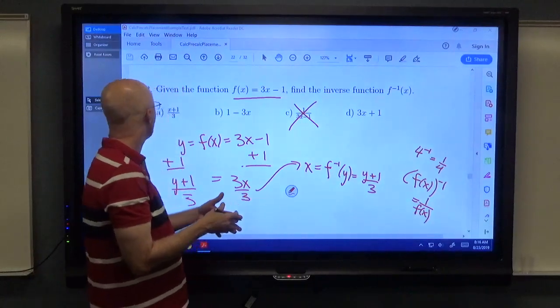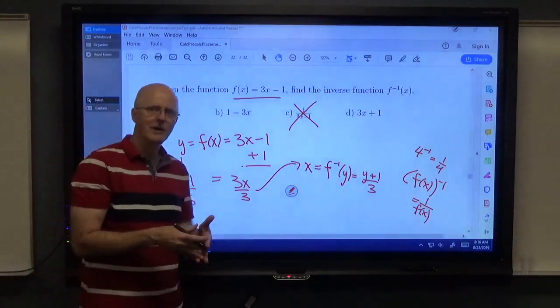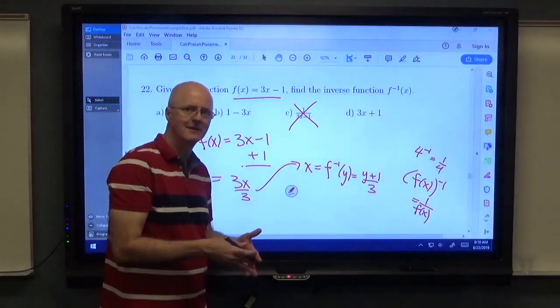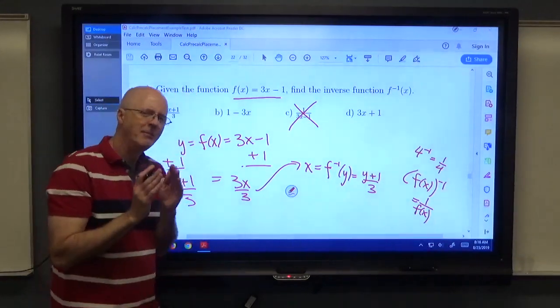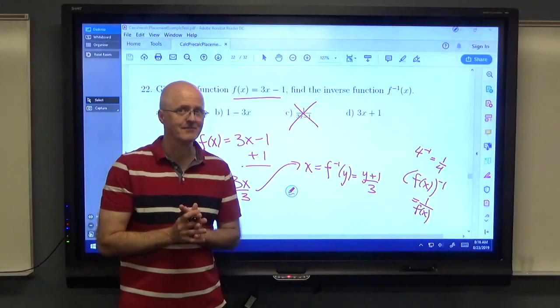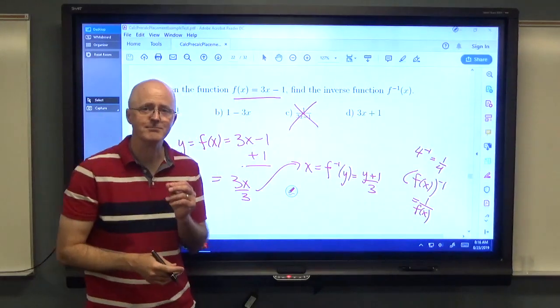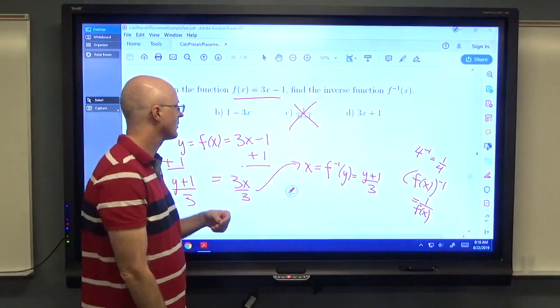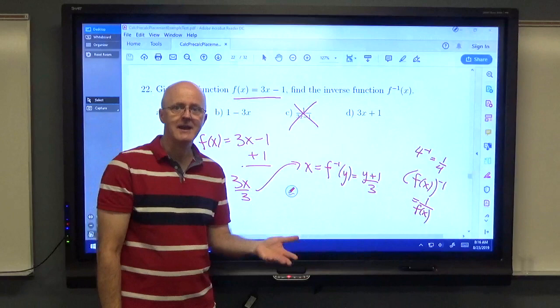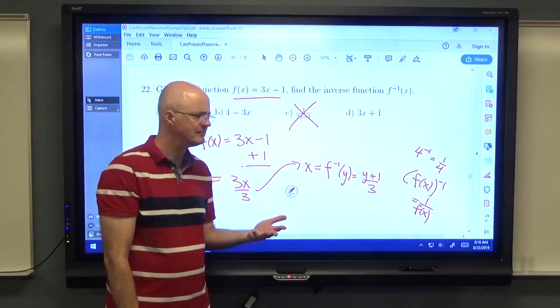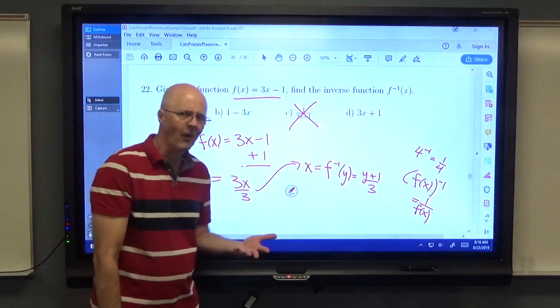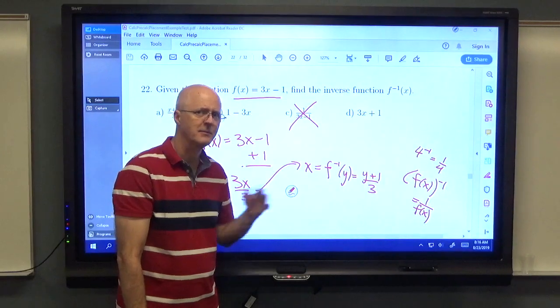But wait a minute, I don't see any y's in these answers. Okay, so here's where we do the swapping. The swapping is not absolutely necessary. In fact, if your variables mean something, like if x were the number of items you made and y was your profit, you would not want to swap in the inverse function. That would be a bad idea.